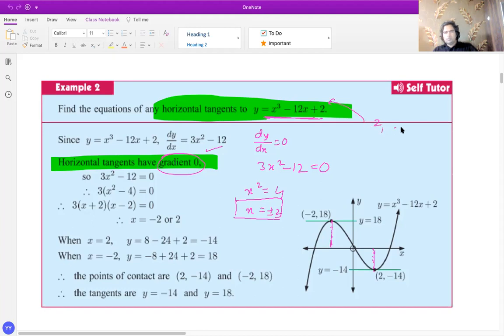So plug in x as 2 and minus 2 here, and you get the y values as 18 and negative 14. So the equation of this, obviously it's a horizontal line, will be y equals 18, and the equation for this will be y equals negative 14.